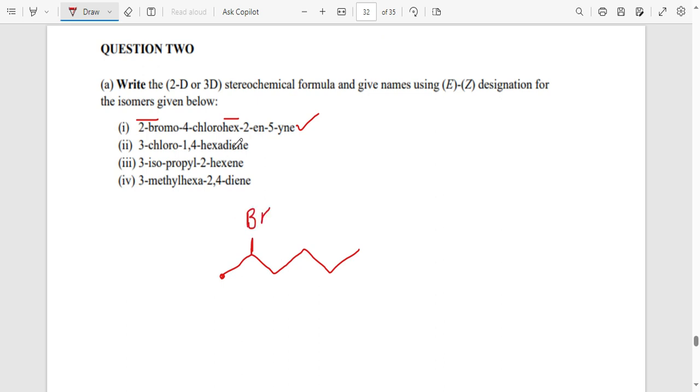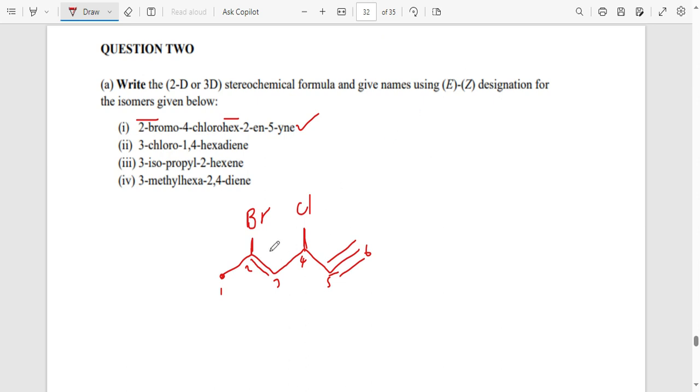And then 4 chloro, at position number 4, I've got a chlorine. Hexa 2N means that at position number 2, I've got a double bond. And then 5 yne. This is 1, 2, 3, 4, 5, 6. Position number 5 yne, meaning that we have got a triple bond here. Okay. And then also designate whether it is E or Z.